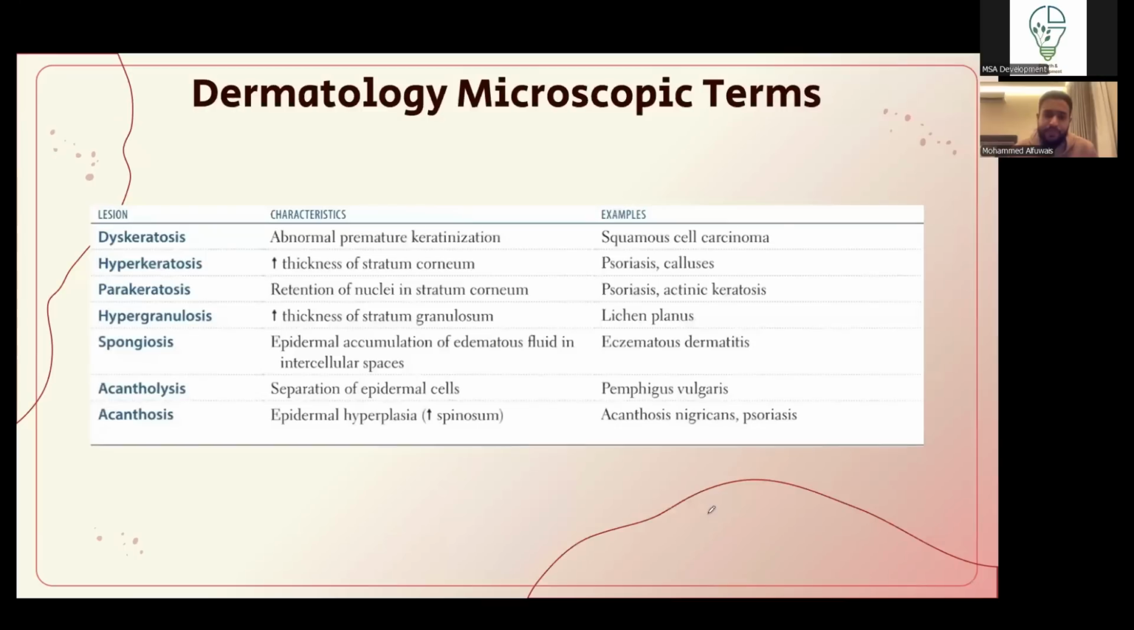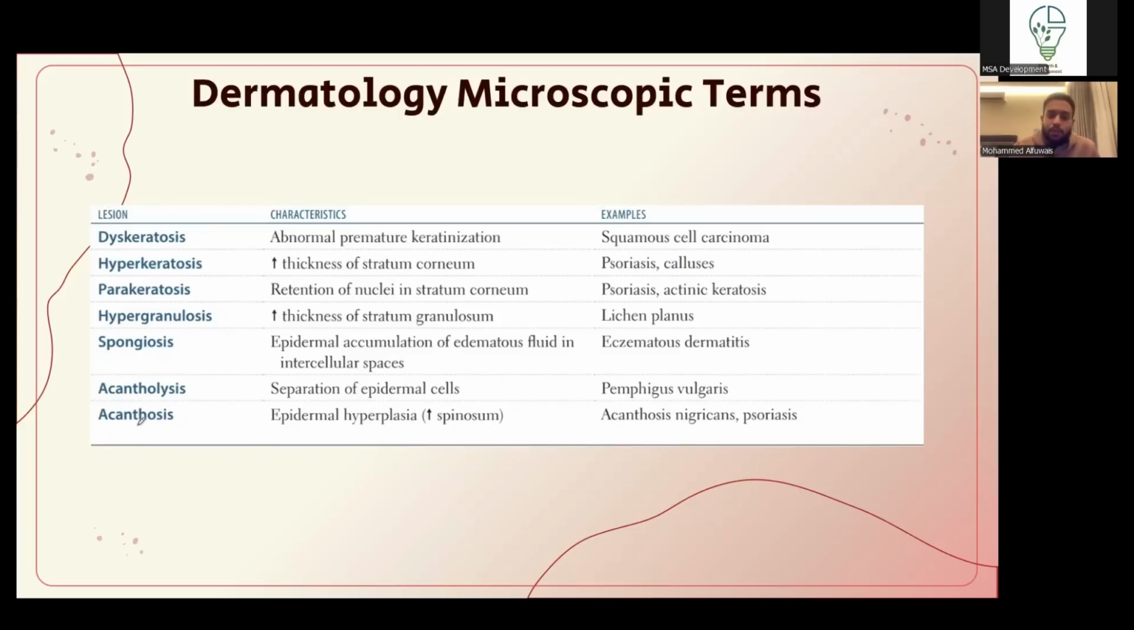Now we're going to talk about a lot of microscopic and macroscopic terms. What's more important for you is you need to know the microscopic terms very well. Why? Because you yourself need to describe it when you see an image on histology. You need to describe it, okay? And we'll practice that with a lot of diseases, inshallah.